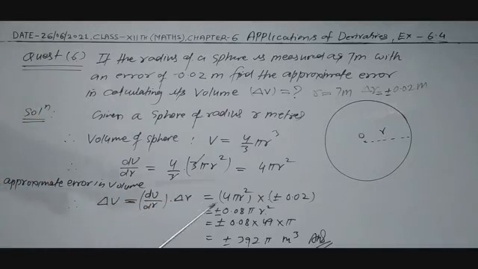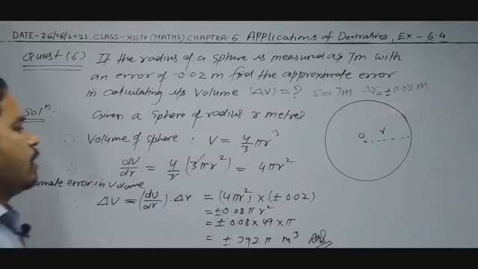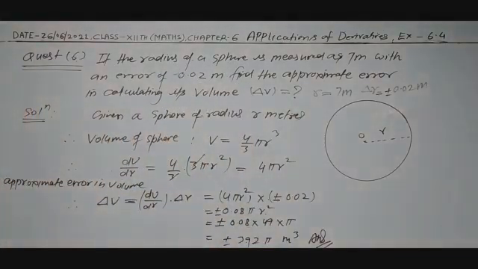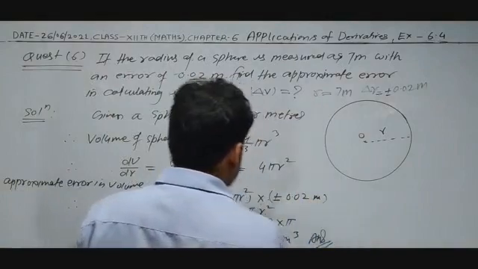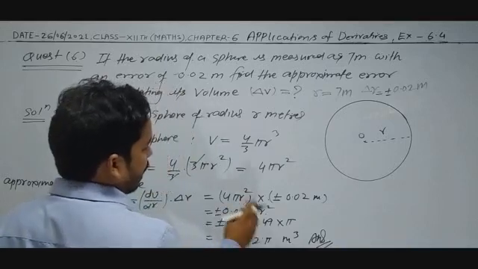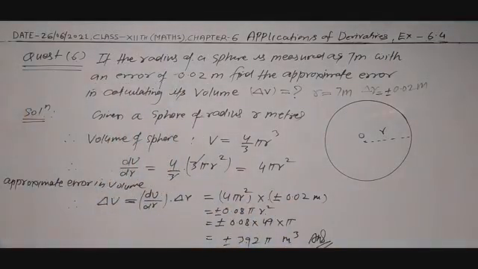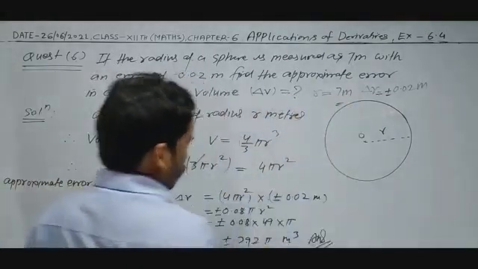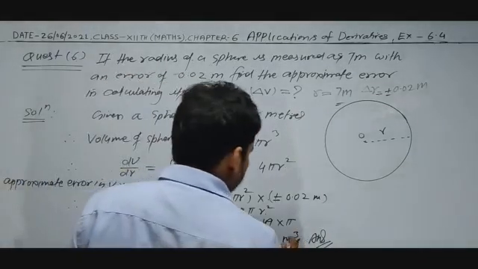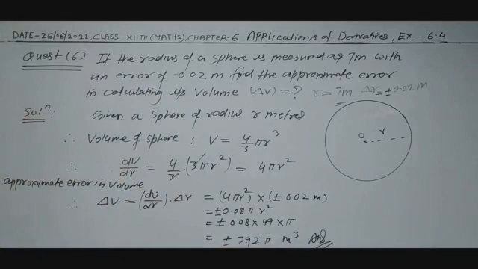So dV by dr is 4 pi r square, and del r is plus minus 0.02 meter, and this goes to 0.08 pi r square. 4 multiplied by 0.02 is 0.08 pi r square, and the r value is 7 meter. So 7 sevens are 49, and 49 multiplied by 0.08 gives 3.92 pi cubic meter. Because volume is in 3D, the unit will be cubic meter. So this is the complete answer.